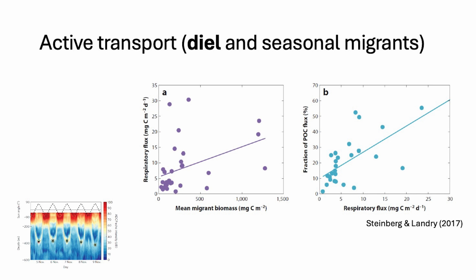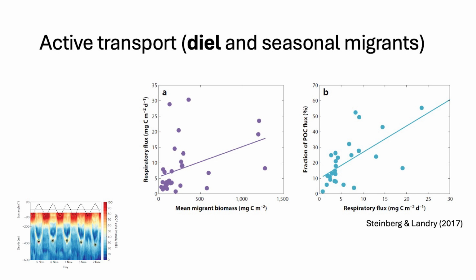And from that, you can put together figures like this that have mean migrant biomass on the x-axis and respiratory flux on the y-axis. And because a lot of these studies have been done at the same places that we're deploying sediment traps, you can compare respiratory flux to the total POC flux that's measured. And you can see that the respiratory flux is typically in the range of 10 to 30% of the total flux, although sometimes it does get to be about half of the flux.